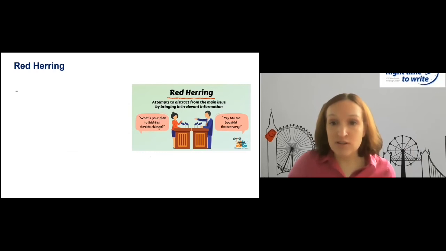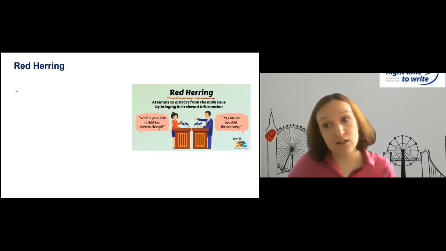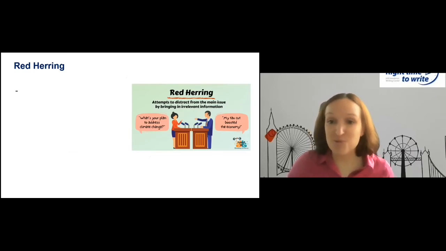This is a distraction technique, which works very well, by the way, unfortunately. So, for example, you can see another example here. What's your plan to address climate change? My tax cut boosted the economy. Yeah, this is what they generally do.